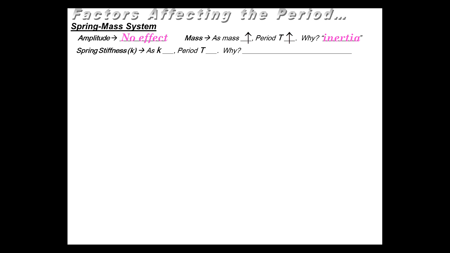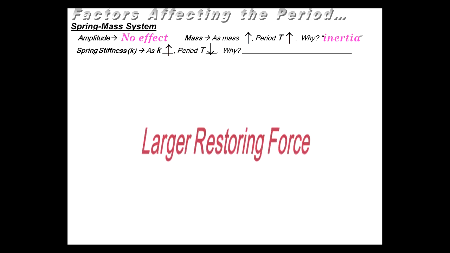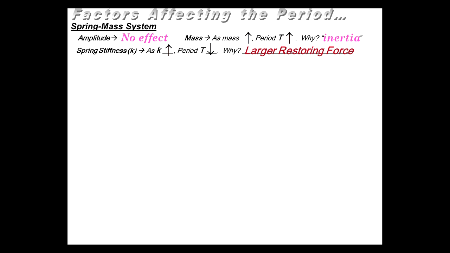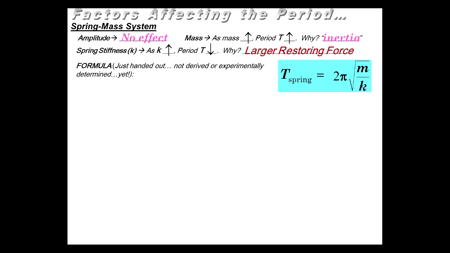What about the spring stiffness? As k increases, the spring is stiffer, so for a given stretch it's pulling harder, so it should whip back and forth faster, or the period should go down, because there's a larger restoring force for any given displacement. Having said that, I can give you a formula that's going to be consistent with what we just mentioned. No real derivation, just conceptual idea here at this point. The period of a spring is this formula. There it is: 2 pi square root of m over k.